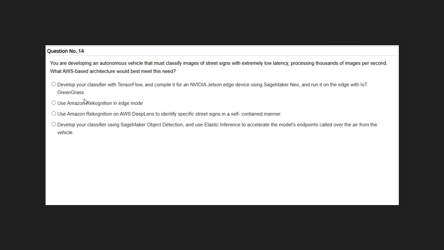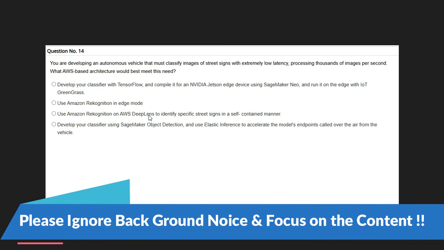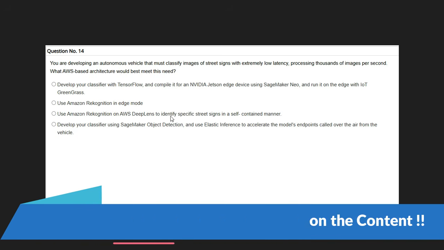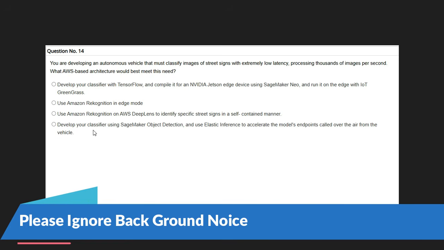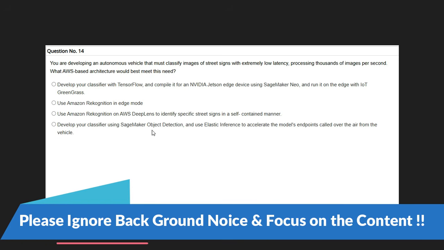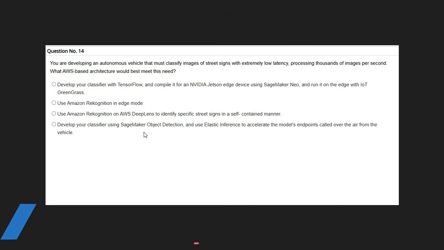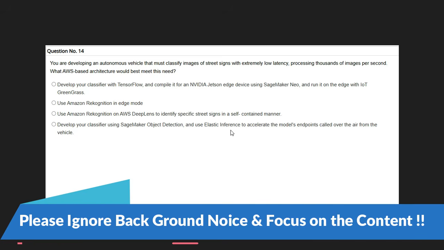So option B, use Amazon Rekognition in edge mode. Option C, use Amazon Rekognition to identify specific street signs in a self-contained manner. So option D, develop your classifier using SageMaker object detection, and use Elastic Inference to accelerate the model's endpoints called over the air from the vehicle.